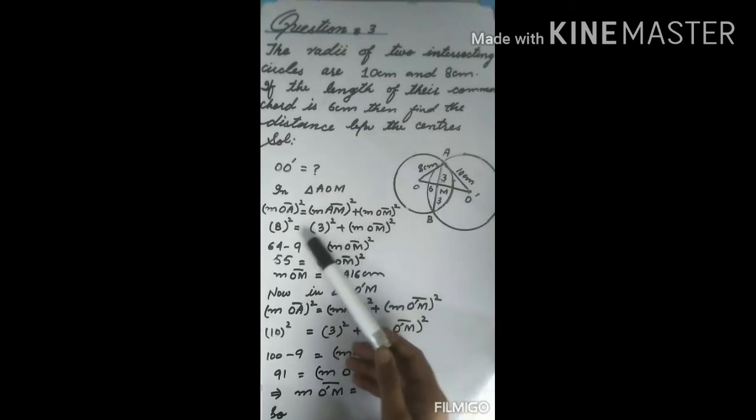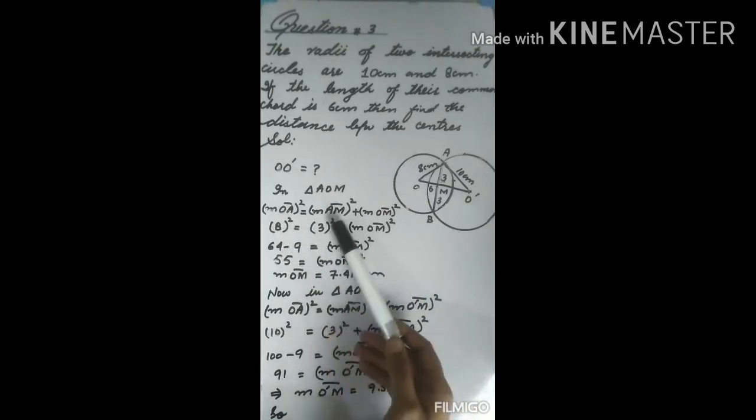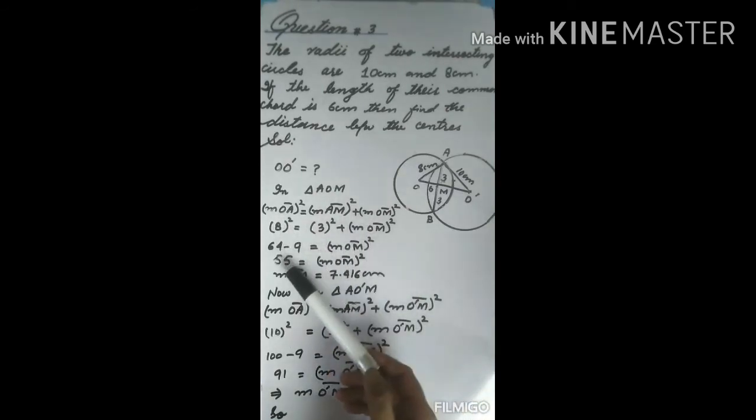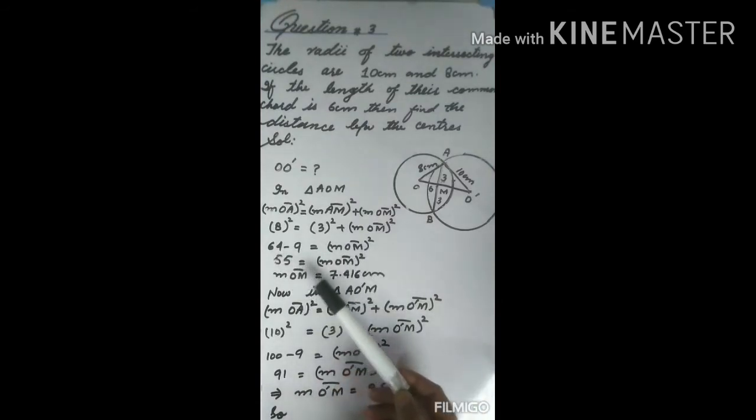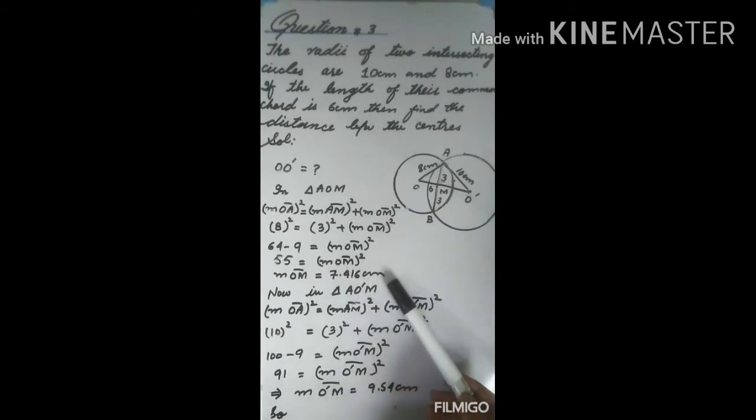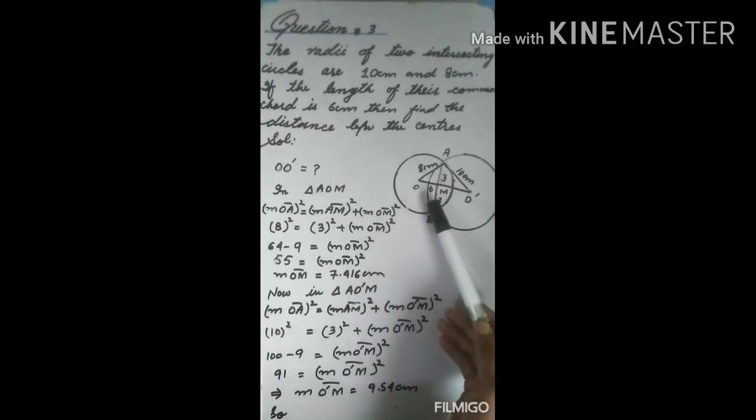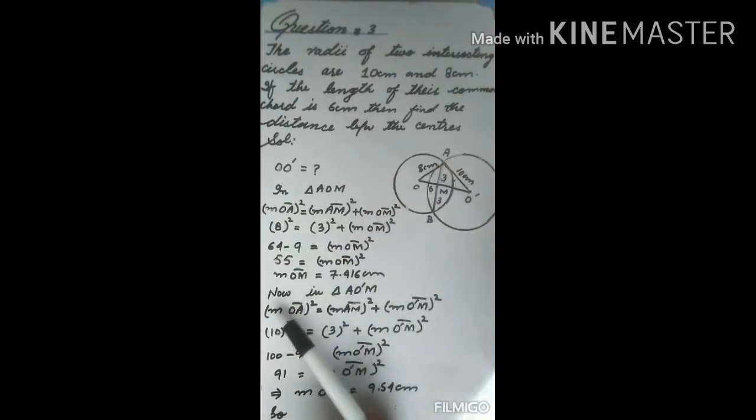So by putting the values, OA is 8 and AM is 3, we can get here 55. OM whole square will be 55. After taking square root, we have got 7.416 centimeter. We have found OM. Now come towards the other triangle, that is AO bar M.